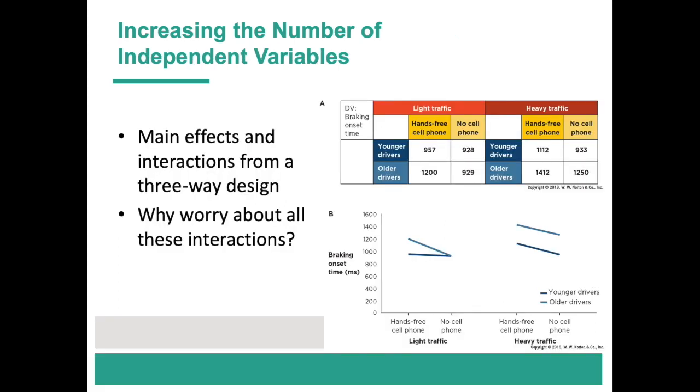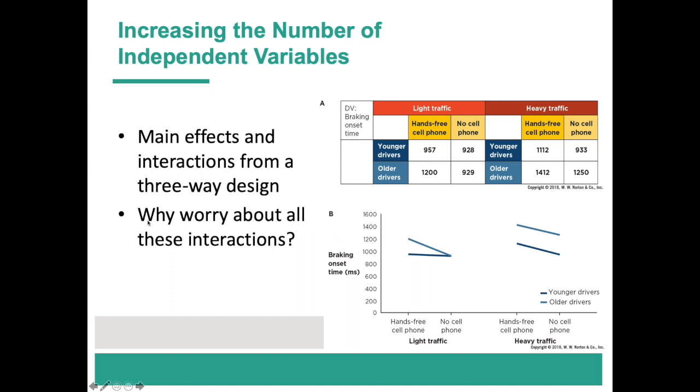You also can increase the number of independent variables, and so we could have 3 independent variables instead of just 2. So we can have the traffic that they're in, how they're using the phone, and their age. So 3 independent variables. So you could have a 3-way design is what these are called.